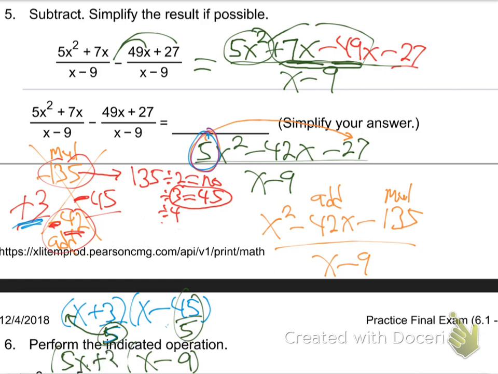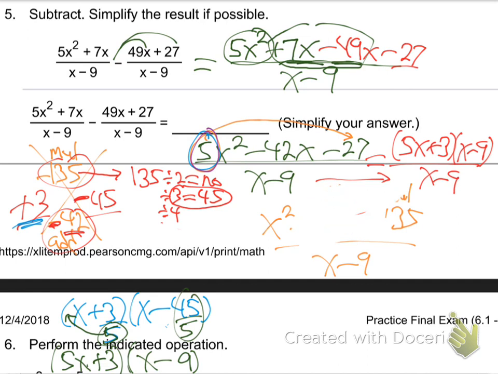So there's that one. So we factored it. After all that, that's the top. So this top, bring it back over here. This top factored is 5x plus 3, x minus 9 over the bottom is still the same, x minus 9. Let me get this out of the way here.